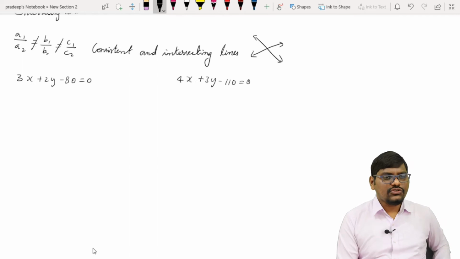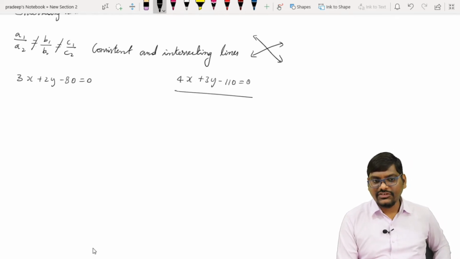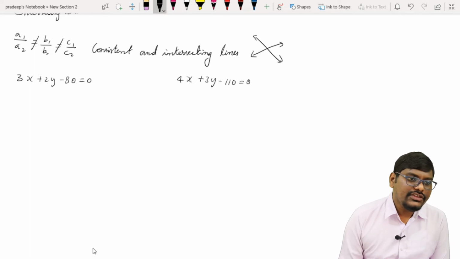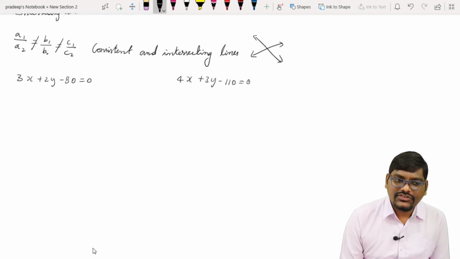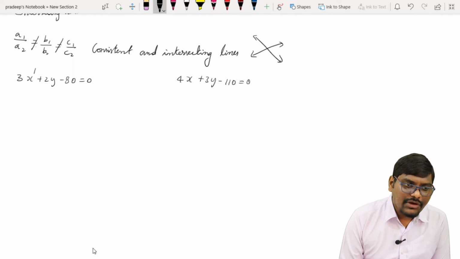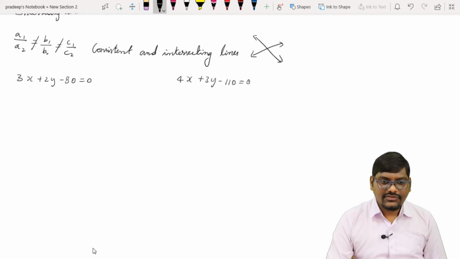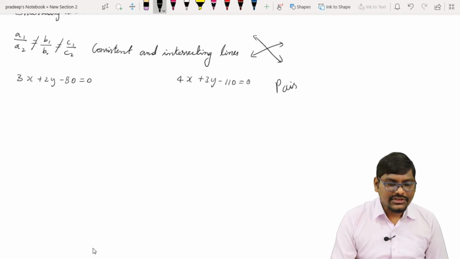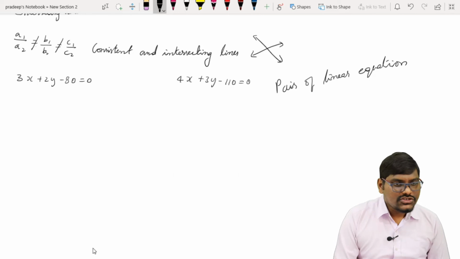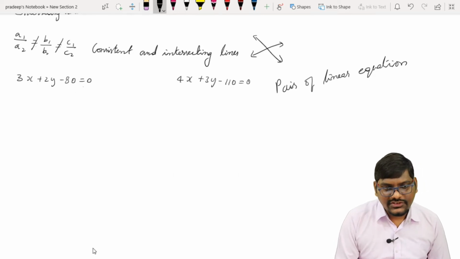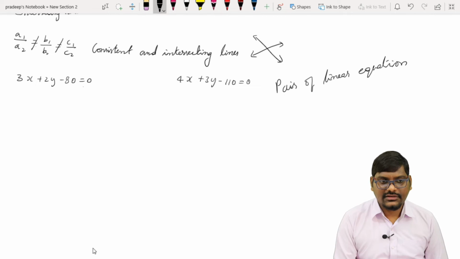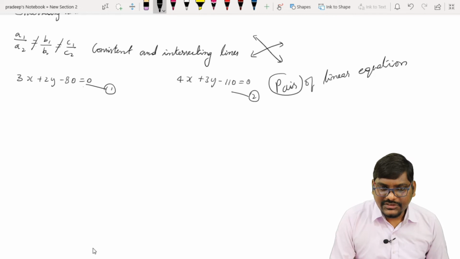So here I have taken two equations. One more thing you have to observe: each equation has power only 1. So now it satisfies our chapter. See, our chapter is what? We are saying pair of linear equations. This is one equation and this is one more equation, so both together are a pair. We are taking equation 1 and equation 2, for that reason we are saying it as a pair.